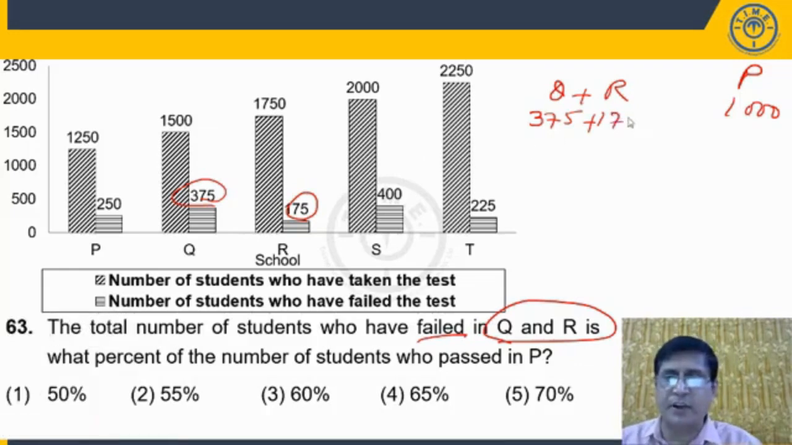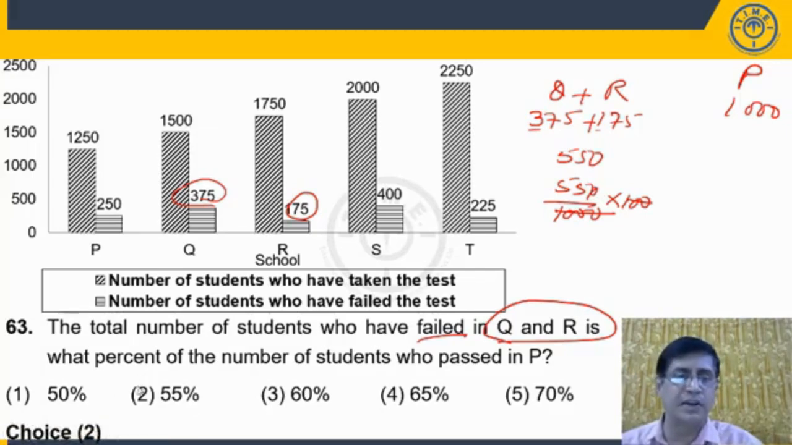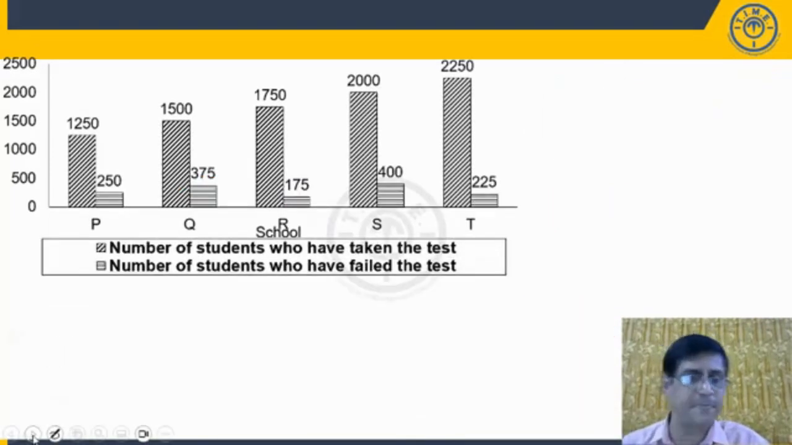Right, 175 plus 375: 300 plus 100, 400 plus 150, 550. So 550 upon 1000, the percentage we need to find out. What is the cancellation? We can cancel zeros in the denominator and in the numerator and simplify, and you will get 55%. The right answer is option choice 2. The second choice is the right answer.